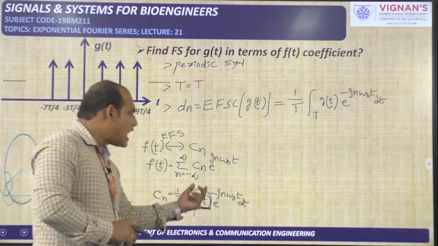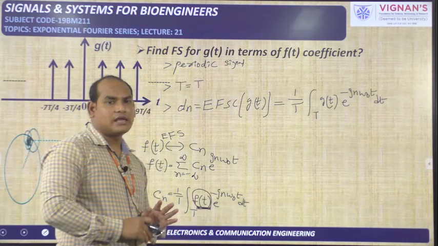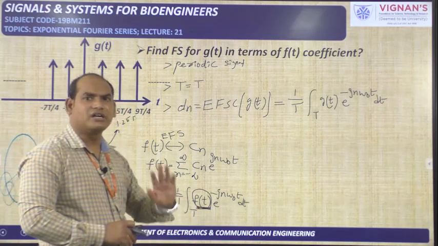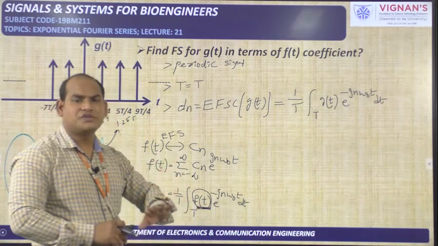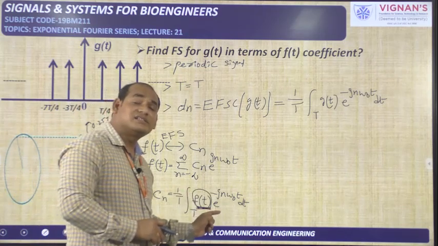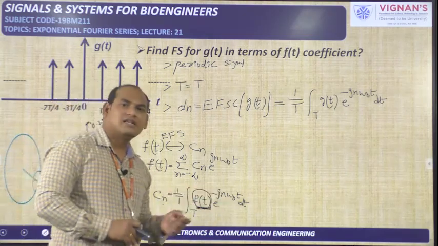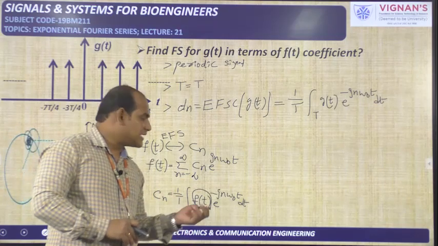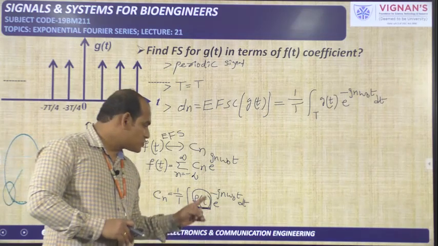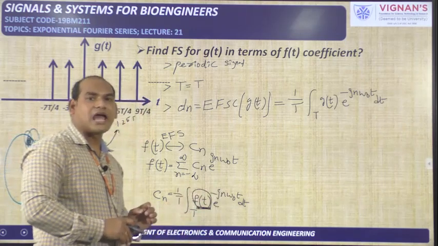After writing the signal, always here you need to write e^(-jnω₀t). After writing the signal, whether it is f(t), g(t), h(t), x(t) or y(t), whatever it may be, for which signal you are calculating the coefficient, that signal has to be written here. After writing that signal, it has to be multiplied with e^(-jnω₀t), where ω₀ is the angular frequency, which is equal to 2πf₀. f₀ is nothing but 1 by capital T. So for this signal, how much time period is there? Based on that time period only, this ω₀ will be calculated.